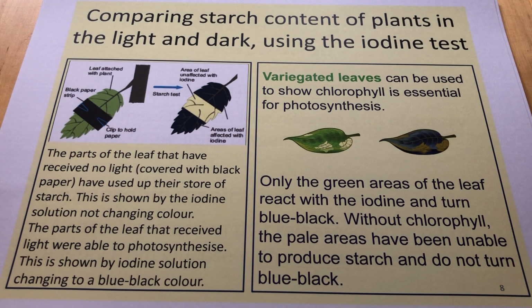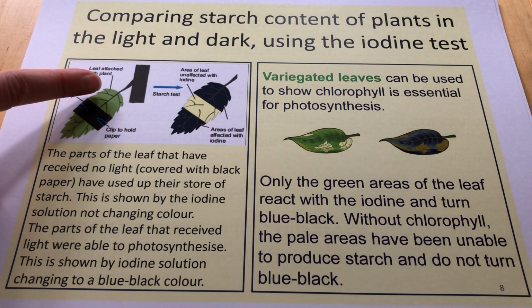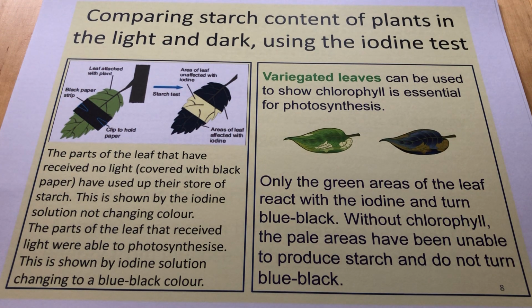Now this picture is slightly different. What they've done here is they've just covered up part of the leaf using some black paper. So we've got exposed to light, not exposed to light, exposed to light. We take that leaf and first of all we have to boil it. And what that does is it breaks down the cell walls.